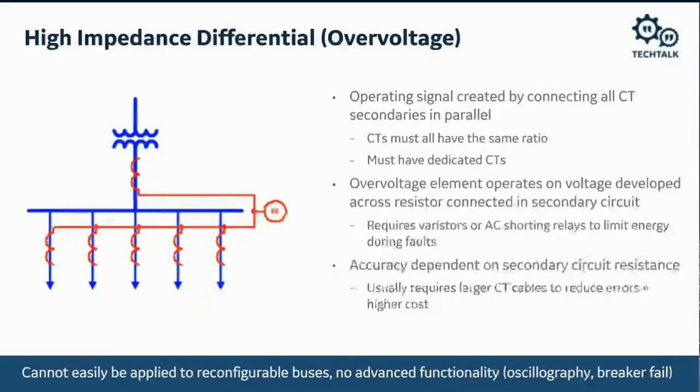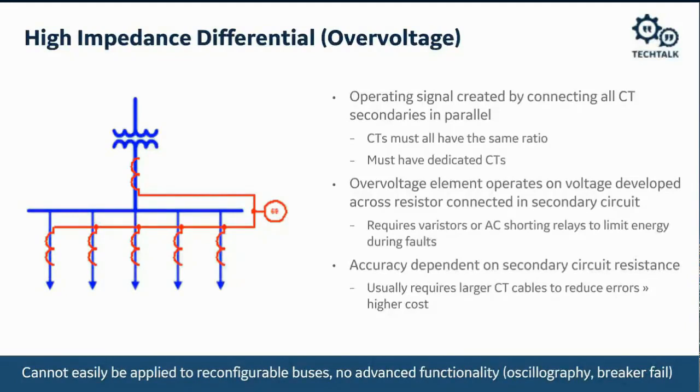High impedance differential. This is the scheme that's been used, a tried and true scheme, I would say, that's been used for a very long time. It's a very secure, very reliable scheme. The operating signal, again, like the unrestrained differential scheme that I talked about earlier with the overcurrent, it parallels all the CTs to come into either a sensitive current relay or a voltage relay with a resistor across to read the voltage across the resistor, which is usually called our stabilizing resistor.